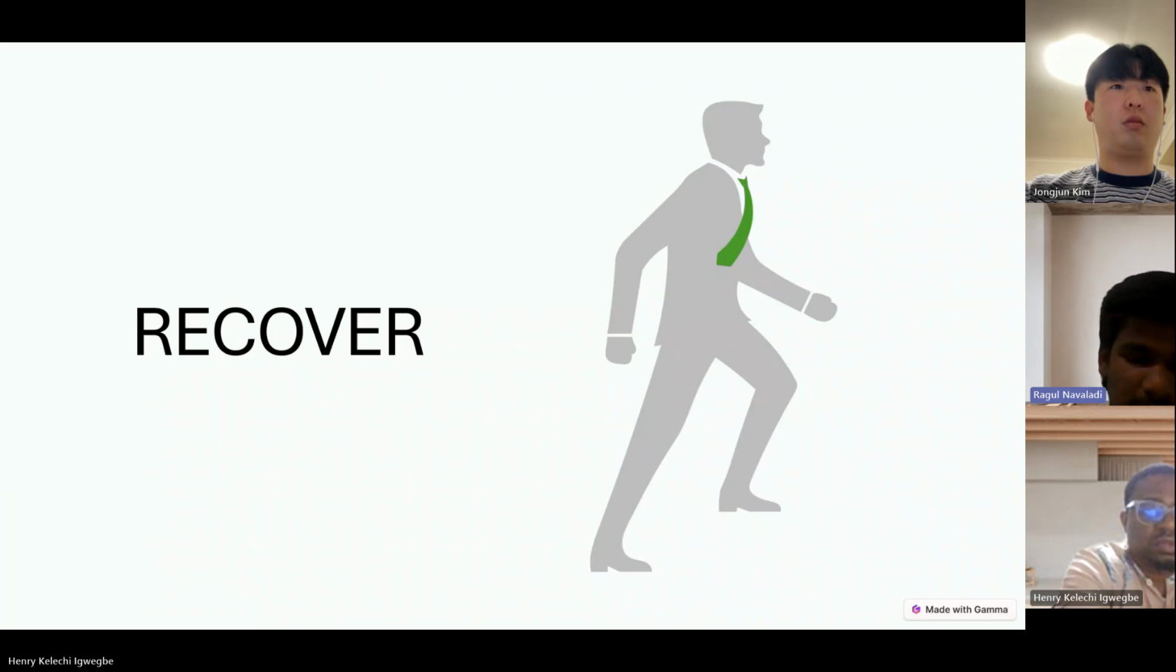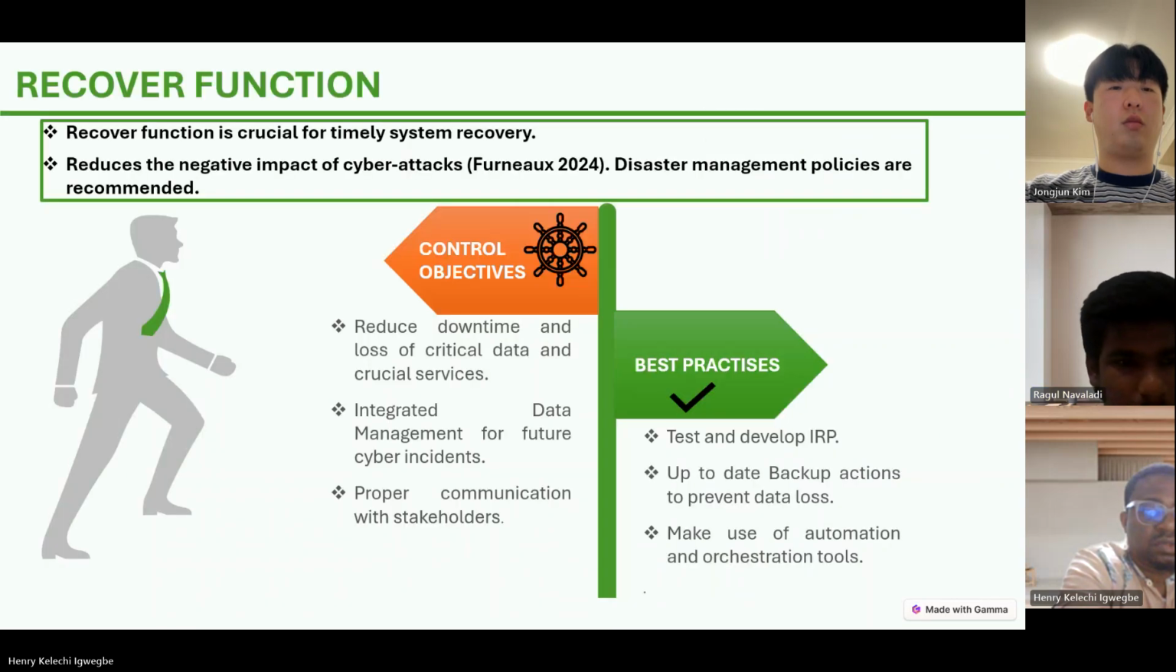So in the recover function, we're going to see the last process of a cyber incident. Here we're going to recover all the things that happened due to the incidents, like recovering the operations and the customers' data, that will make the issue normal. So that's what happens here.